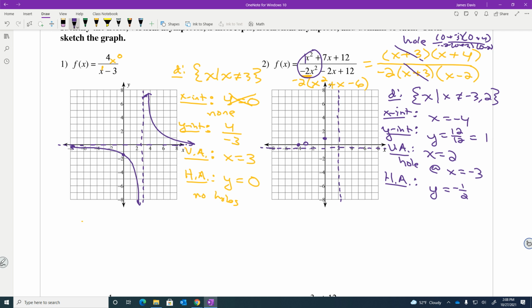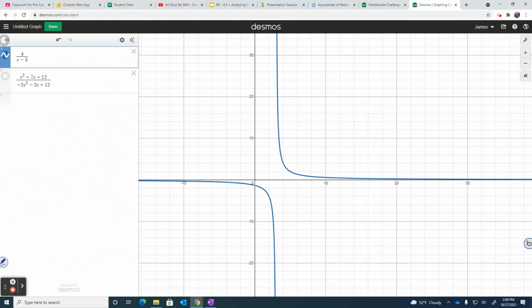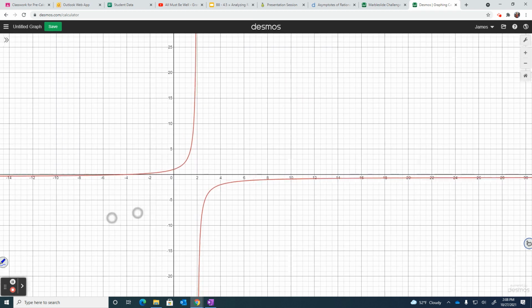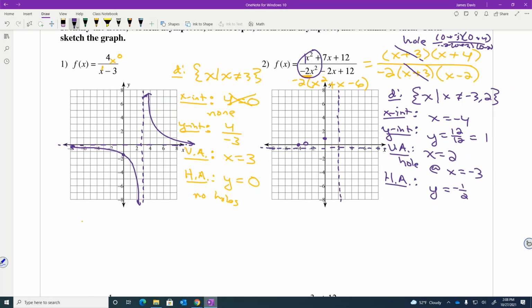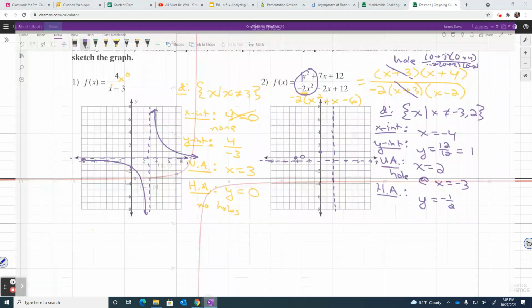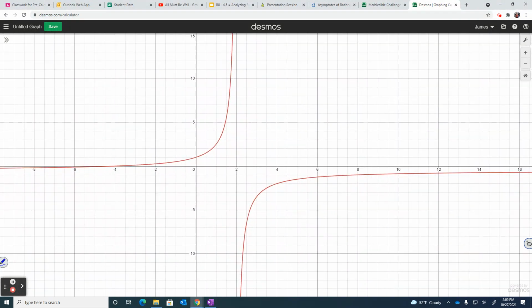So then let's go ahead and pull up the Desmos graph. There we got it. That's what it looks like. You can see it crosses at 1, and then here at -4. Yeah, 1 and -4 is where it crosses. Now you don't see the hole though. There's supposed to be a hole at -3, right? You don't see it on this graph.